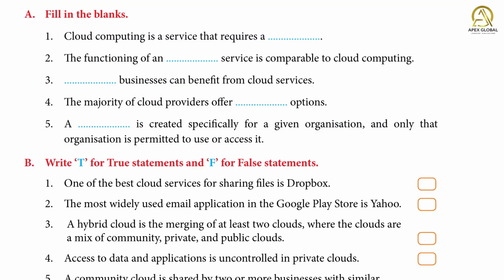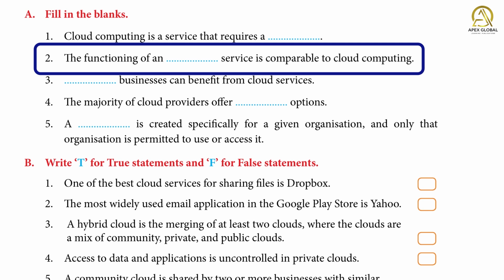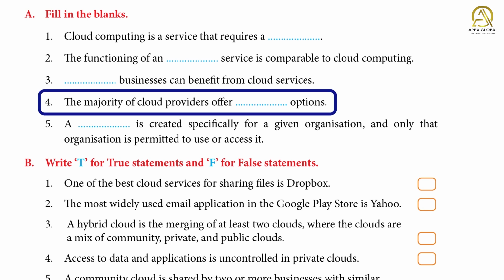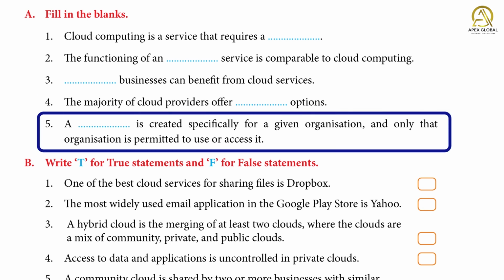Upskill your intelligence. A. Fill in the blanks. 1. Cloud computing is a service that requires a dash. Answer: subscription. 2. The functioning of a dash service is comparable to cloud computing. Answer: email. 3. Dash businesses can benefit from cloud services. Answer: small. 4. The majority of cloud providers offer dash options. Answer: storage. 5. A dash is created specifically for a given organization, and only that organization is permitted to use or access it. Answer: private cloud.